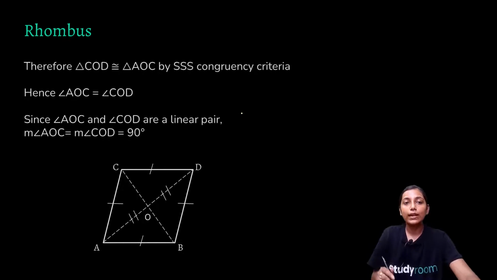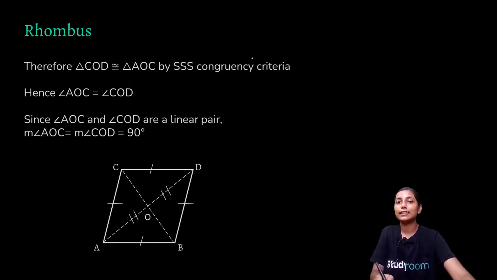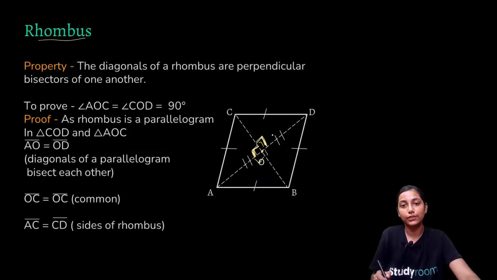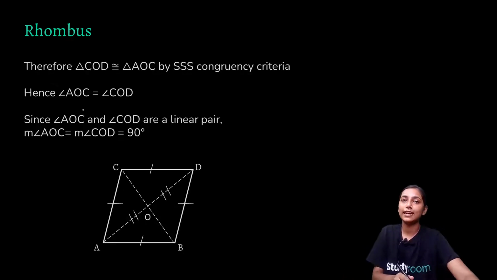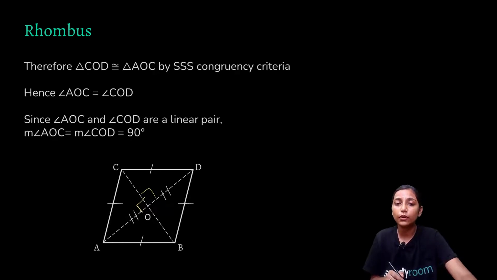What can we say now? We can say that triangle COD is congruent to triangle AOC by the SSS congruency criteria. We have three sides. First of all, OC is common, AO equals OD because they are bisected, and AC equals CD because these are the sides of the rhombus. Therefore, since these triangles are congruent, we can say that angle AOC is equal to angle COD. Now we have first of all proved that these angles are equal.